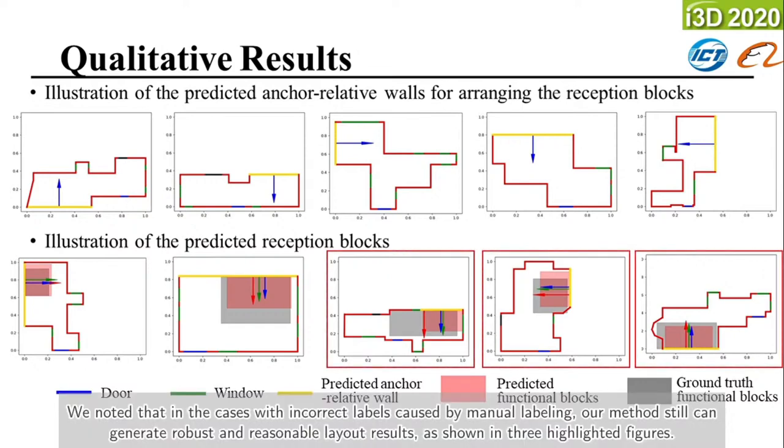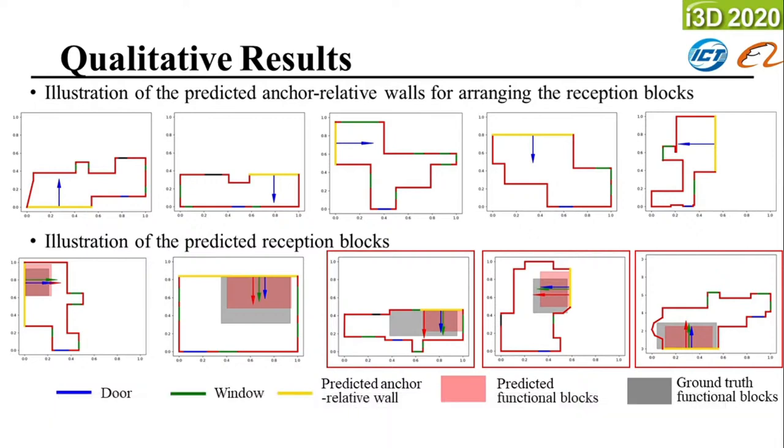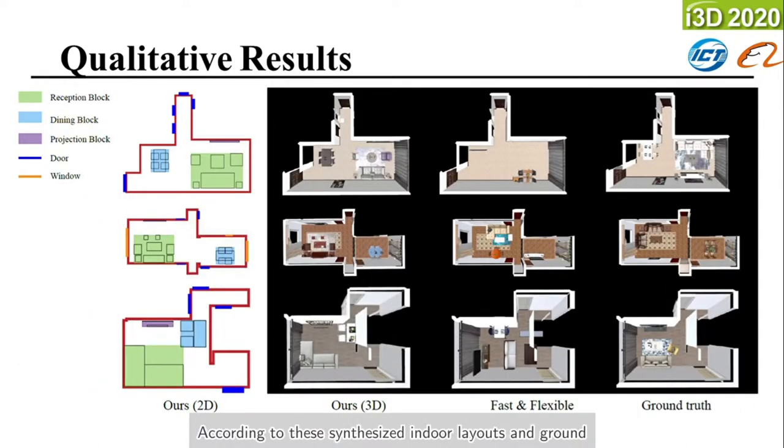We noted that in the cases with incorrect labels caused by manual labeling, our method can still generate robust and reasonable layout results, as shown in the 3 highlighted figures. According to these synthesized indoor layouts and ground truth, we found the Fast and Flexible method fails to generate plausible indoor layouts for complicated architecture, where our synthesized indoor layouts are more plausible and reasonable. More synthesized 2D and 3D indoor layouts can be found in our paper.